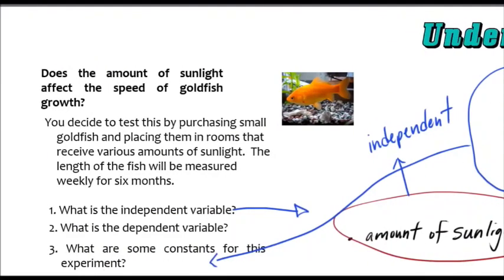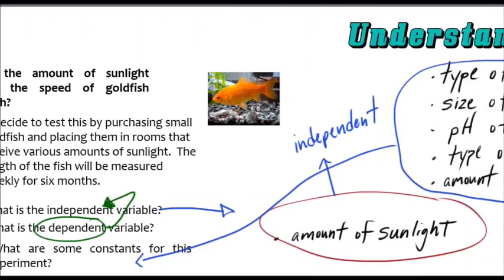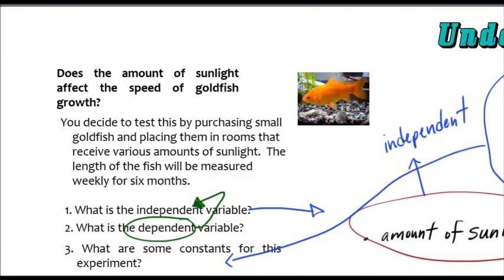Now the only other part to talk about that's really important here is the dependent variable. What's the dependent variable? Well, the dependent variable in an experiment depends on the independent variable. That sounds kind of confusing, but here's what I mean by that. You're going to have to measure if there's an effect of the sunlight. We have to measure that somehow. So up here, if you look, we're going to measure the speed of goldfish growth. How fast are those goldfish growing?